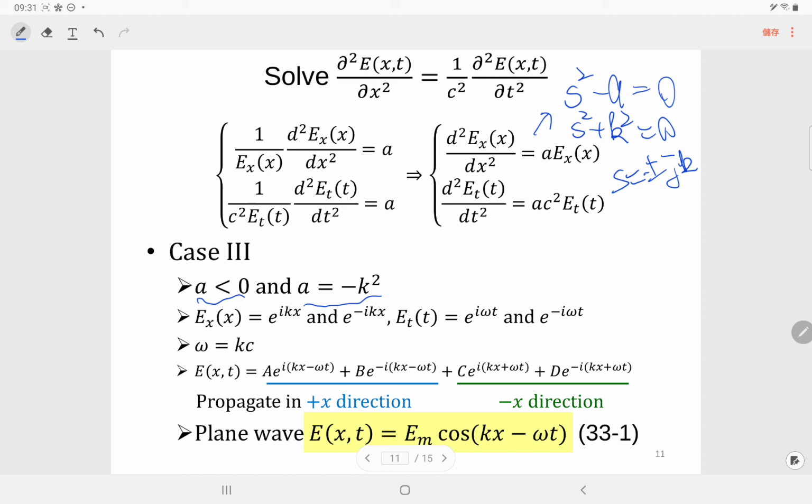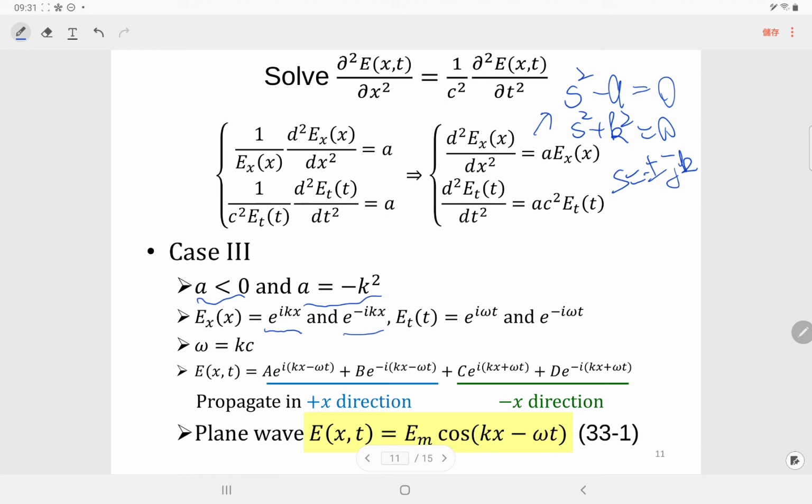So for almost all the ECE textbooks I've ever seen, they usually use j. So in this case, we know that s is plus or minus jk, which means that the solution should be exponential of jkx and exponential of minus jkx.